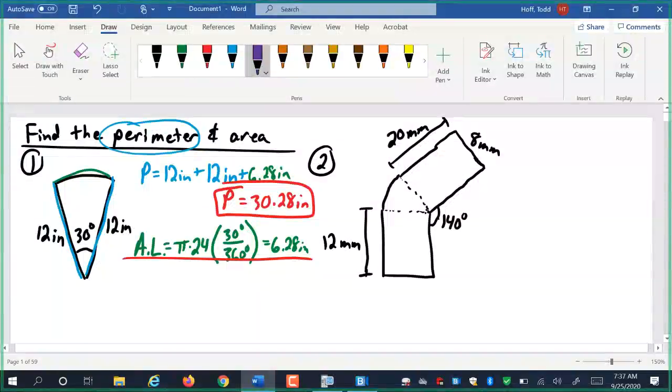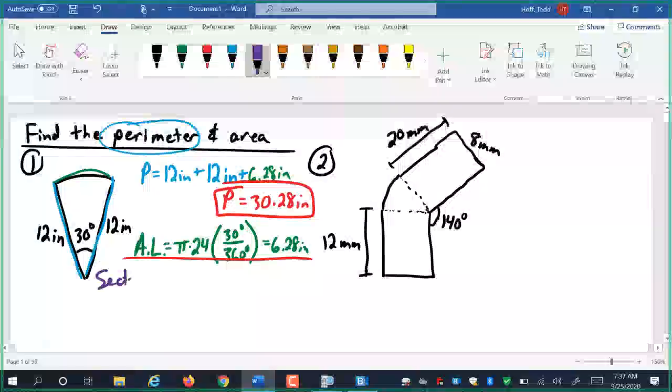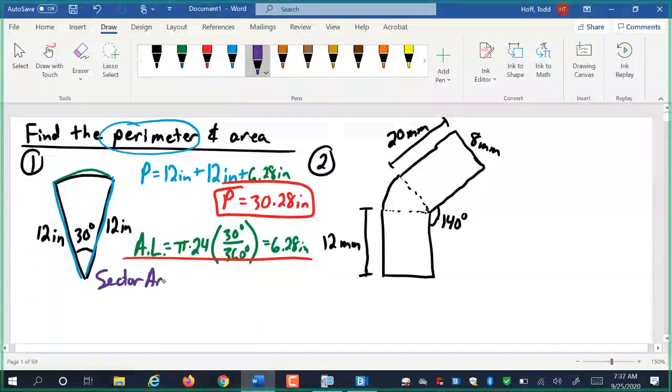For area, this is a sector. Remember we said that pie wedge shape is called a sector of a circle. It's the area of the full circle. That would be pi times 12 squared. That's the area of the full circle. Again, times 30 out of 360 degrees. Notice I'm not labeling the degrees anymore because the degrees are just going to cancel out anyway, so it doesn't really matter.